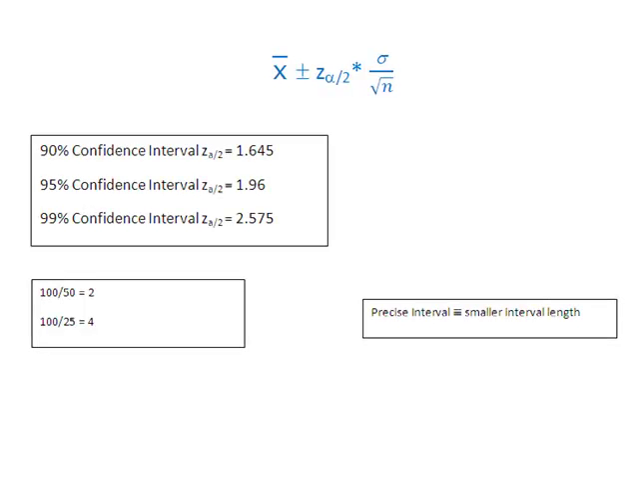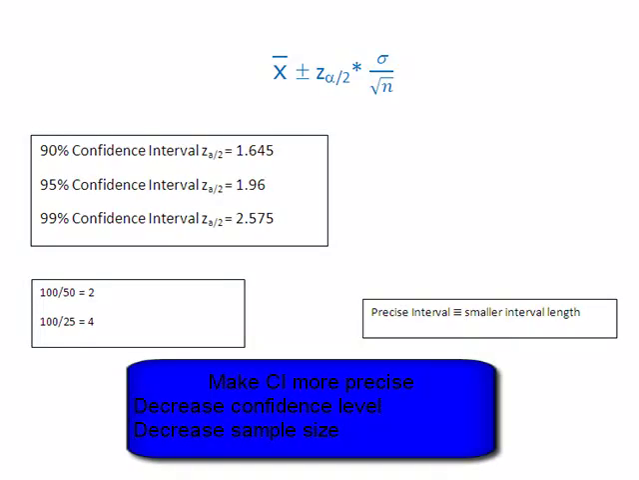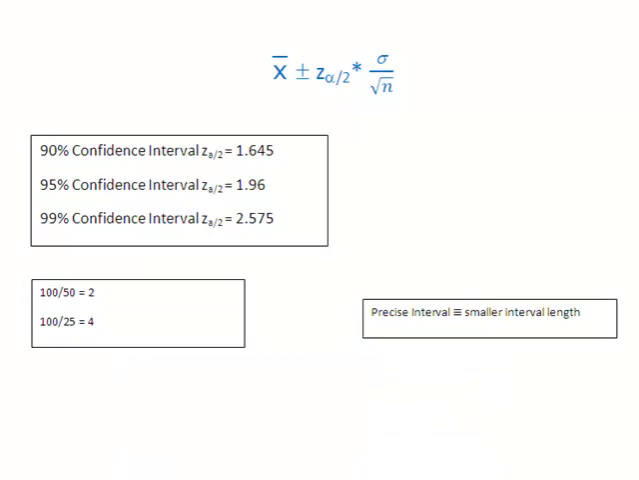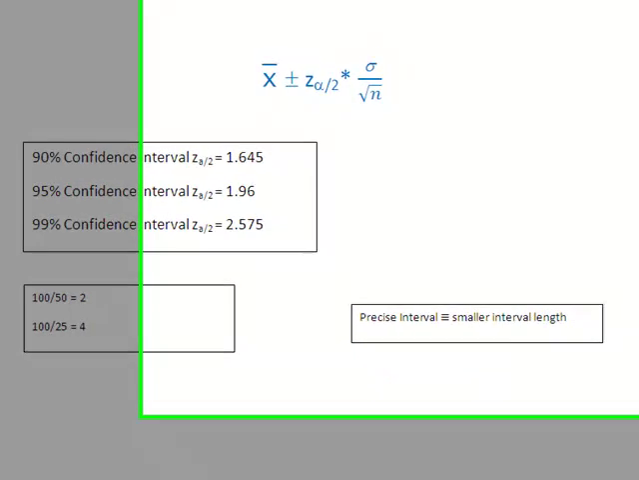And remember what that means. A more precise interval means that we have a smaller interval length, or that our margin of error is smaller. And sometimes we want a more precise interval. So two ways to do that would be to decrease the confidence level, or to increase our sample size. And depending on what we can do, depends on how we're going to complete the problem.